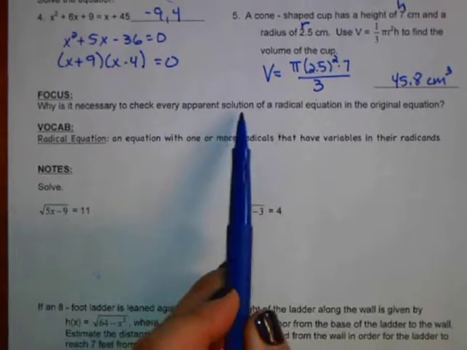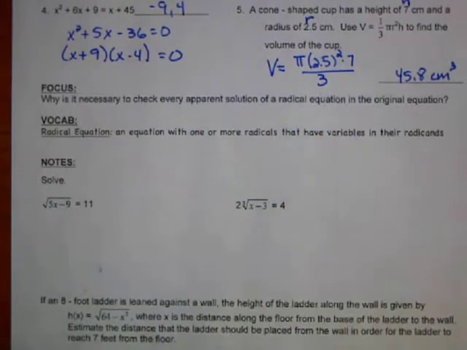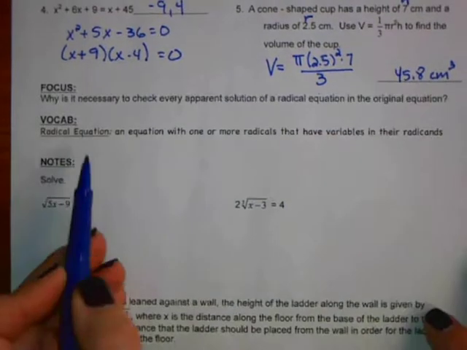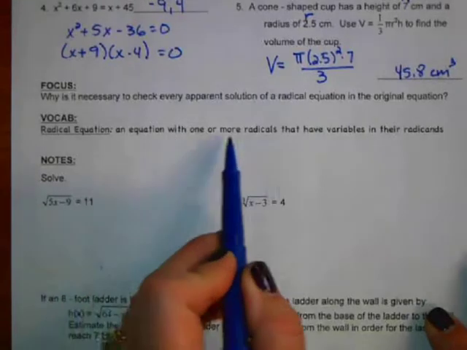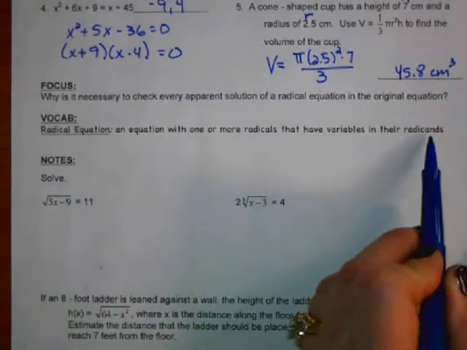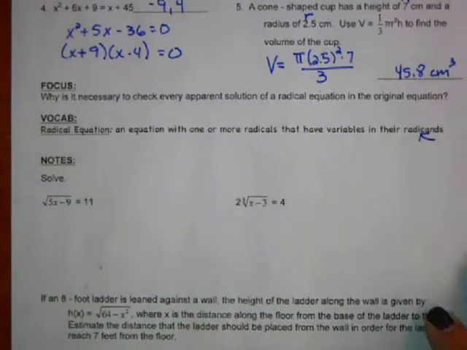Why is it necessary to check every apparent solution of a radical equation in the original equation? Sometimes you'll have numbers that, when you plug them in, don't work. They're called an extraneous solution, and we'll look at that. A radical equation is an equation with one or more radicals that have variables in their radicands. That's underneath, okay? The radicand is the stuff that's underneath the square root sign, or the root sign.